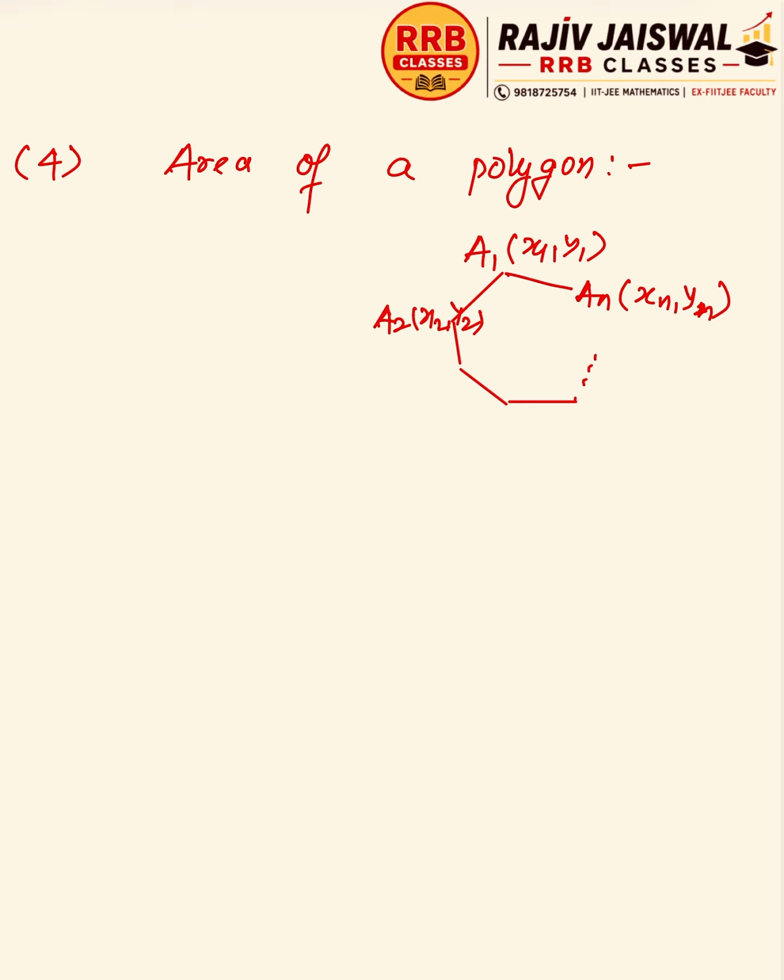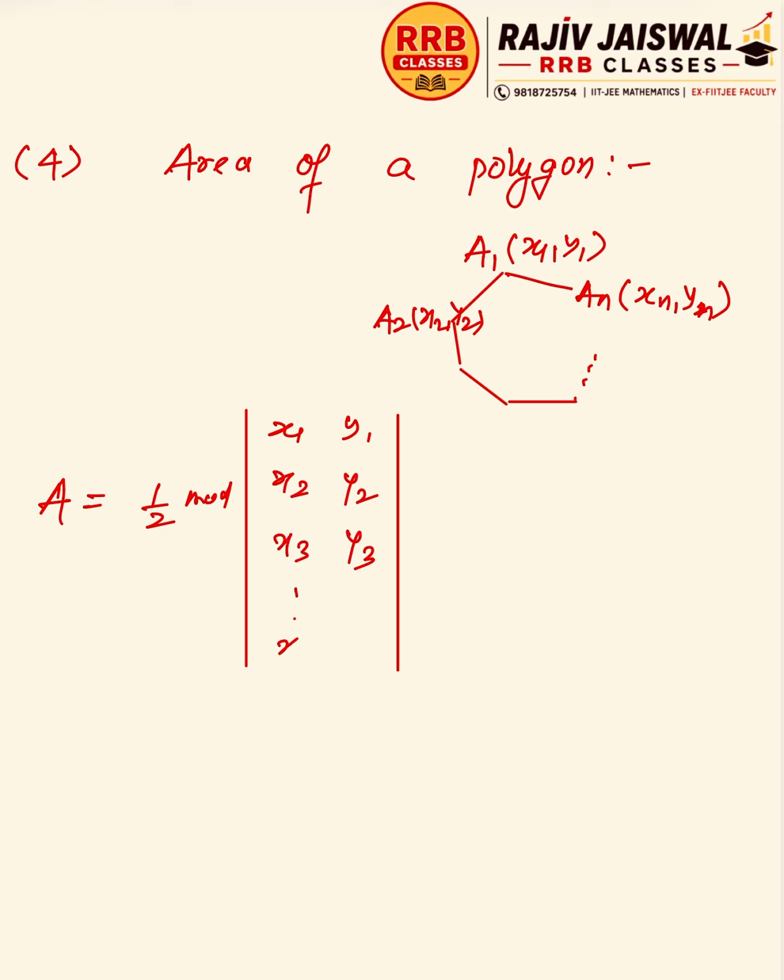To find the area of this polygon, obviously if you divide into triangles and add all the areas, it will take lots of time. So we have another shortcut to find the area of the polygon. If the vertices are given in order, we can take an arrangement like this. Area is equal to half of, obviously we need to take the modulus of whatever value is coming. Write all the coordinates of the vertices, x1 y1, x2 y2, x3 y3 up to xn yn. Then again you need to write the first vertex, x1 comma y1. This is an arrangement, you can say.